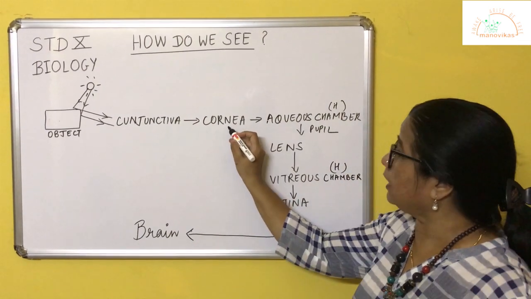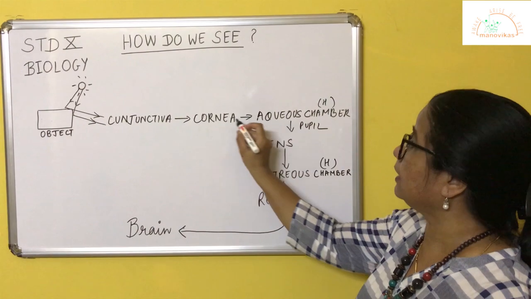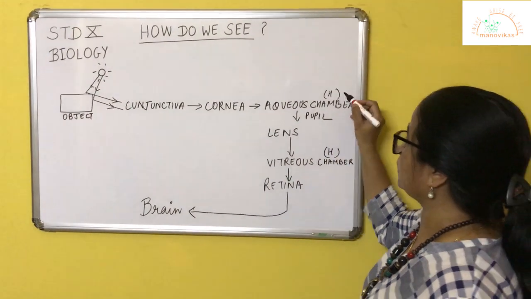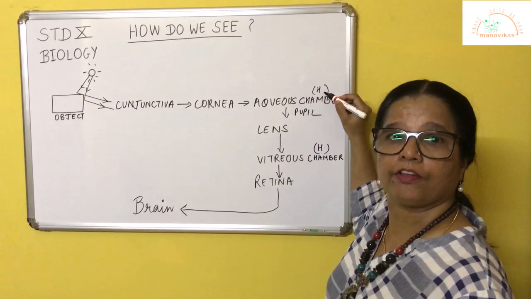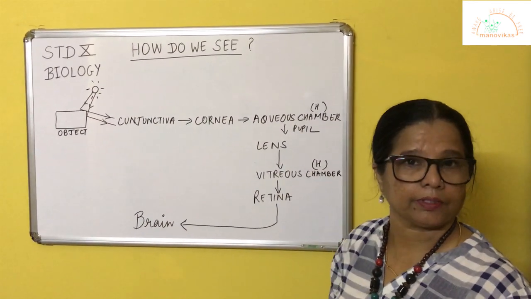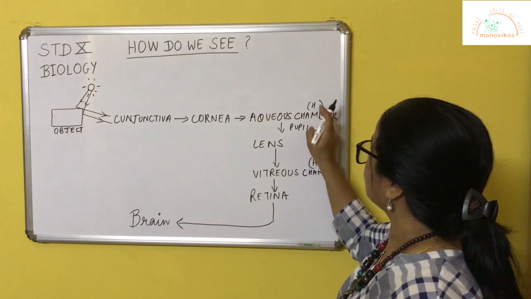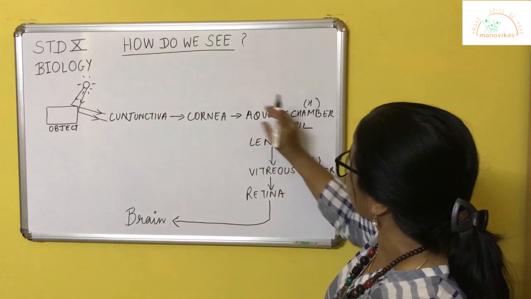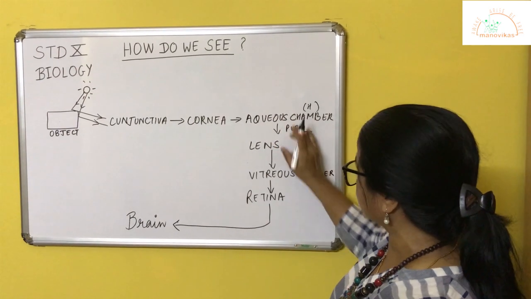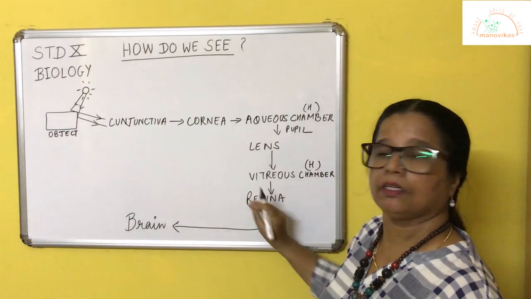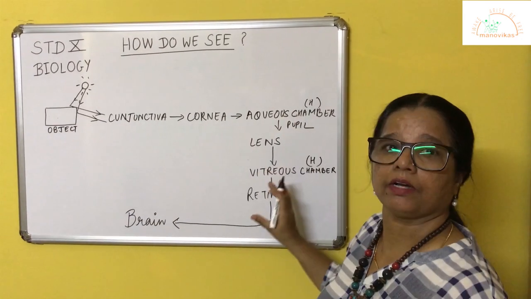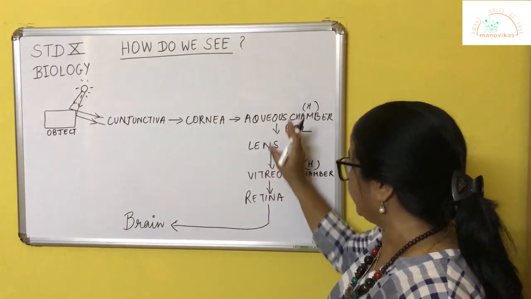Now, further from the cornea, the light rays enter the aqueous chamber. The aqueous chamber is filled with a watery fluid called the aqueous humor. The aqueous humor also helps in continuing with the convergence. So all these parts, the aqueous humor and the cornea, help to converge the light rays as they enter the eye.